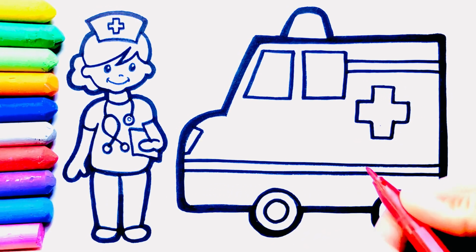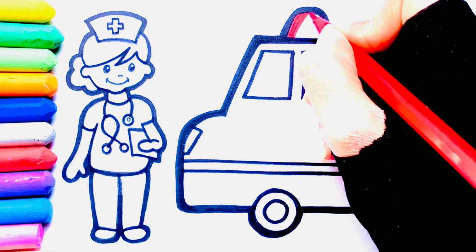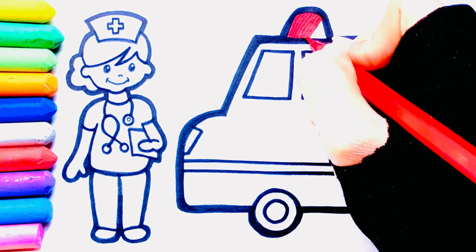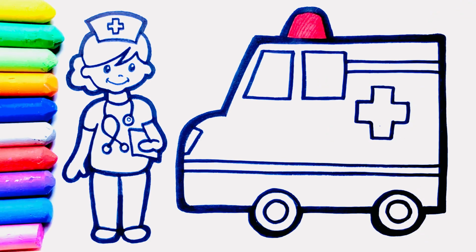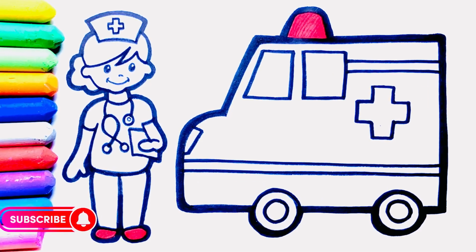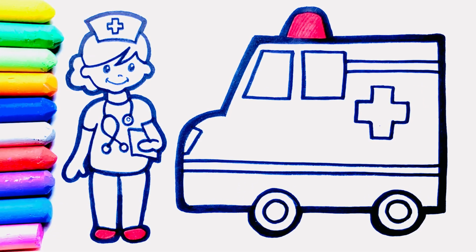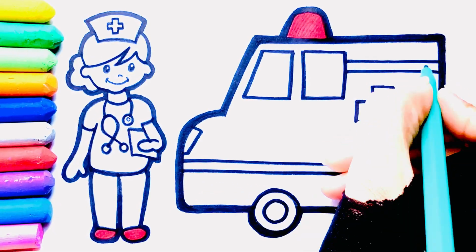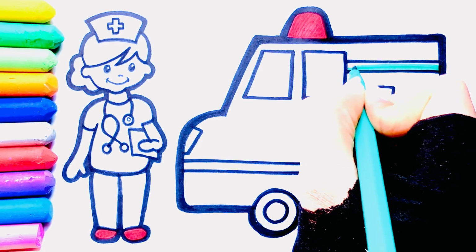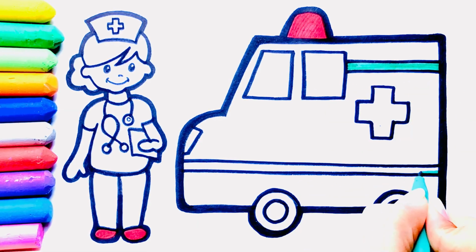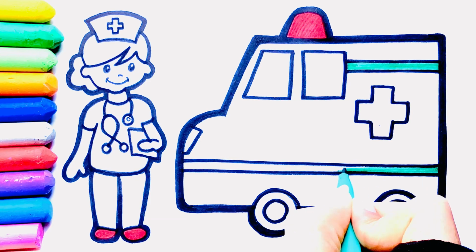Now we will learn some color names. This is a red color. Which color, kids? This is a red color. This is a dark green color. Which color, kids? This is a dark green color.